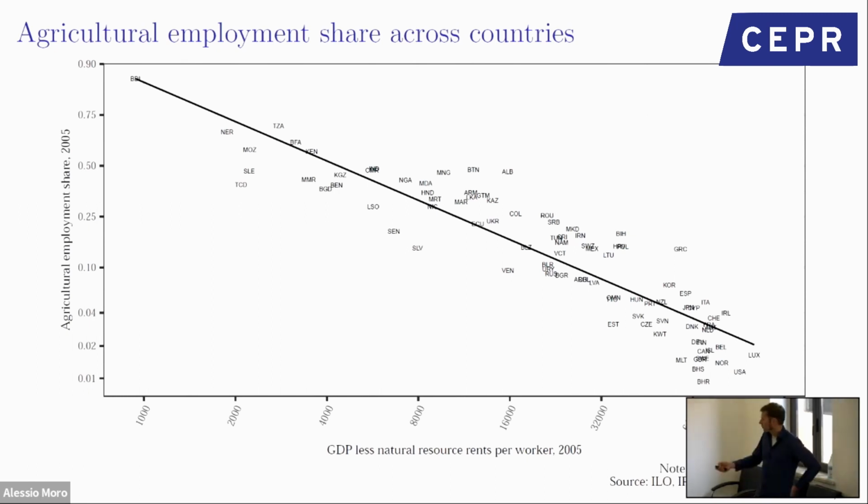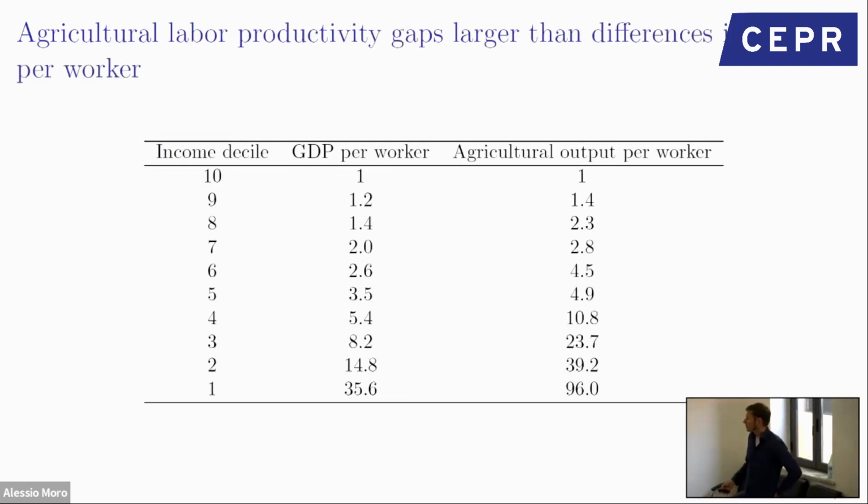Rich countries, so you have GDP per capita on this axis, and in rich countries like the US, it's negligible. If you go to the poorest countries, it's well known that even a majority still of the labor force is in the sector. The second stylized fact is that labor productivity differences between rich and poor countries are particularly large in agriculture. This is just plotted here.